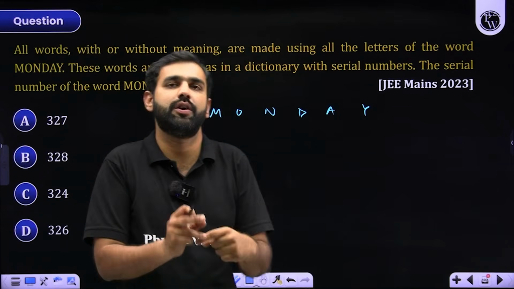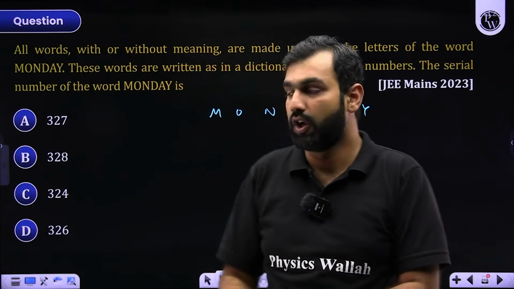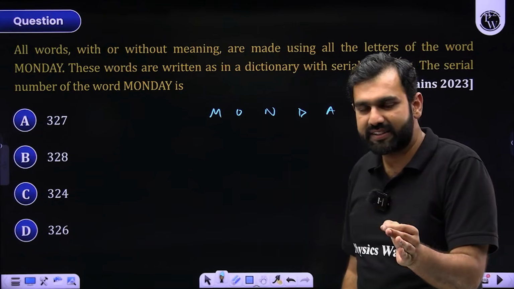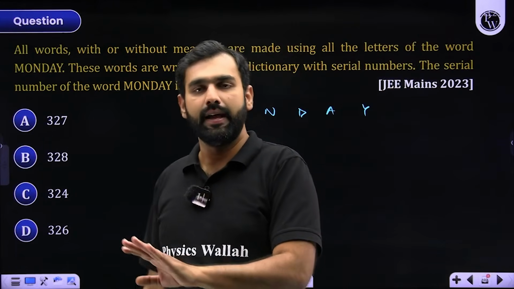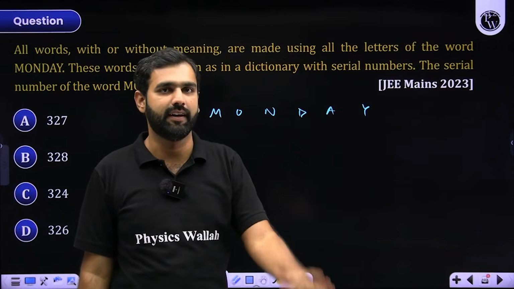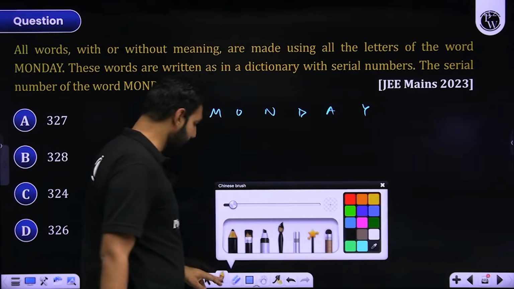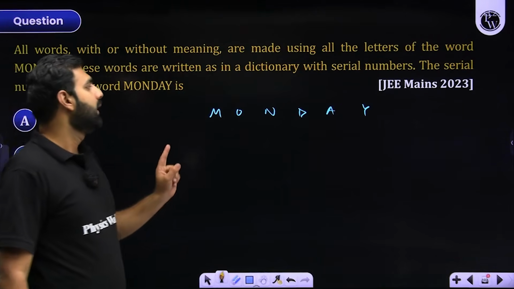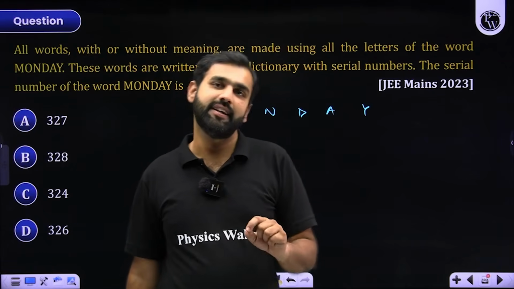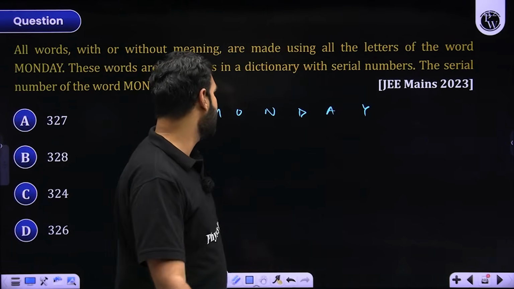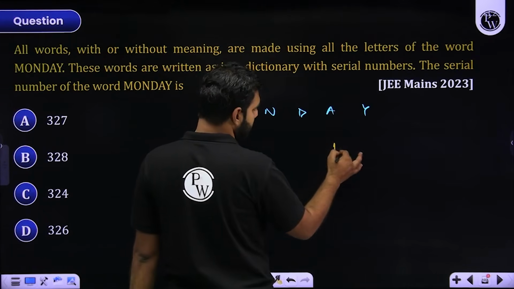Whenever you're asked a question based on rank in a dictionary of a particular word, I'll share a standard technique, a shortcut I'll say, and through that you can find the answer within seconds. What is that short technique? Let's talk about that. Let's say I am willing to find the rank of Monday. Let's find the index of these letters as per the alphabet. So first of all, I'll have A. So A is your first letter.